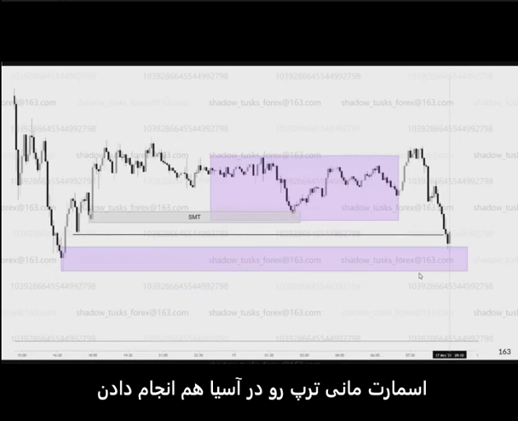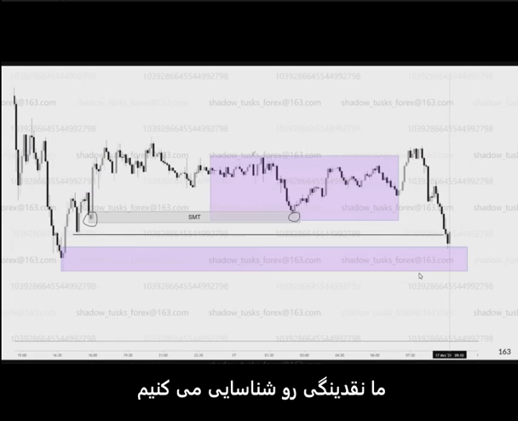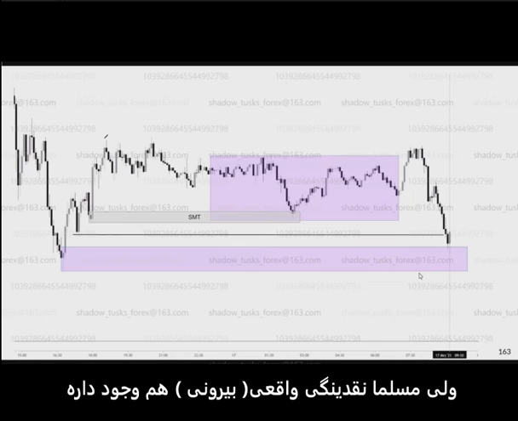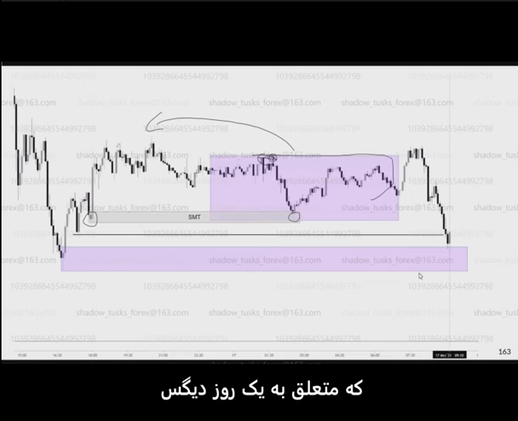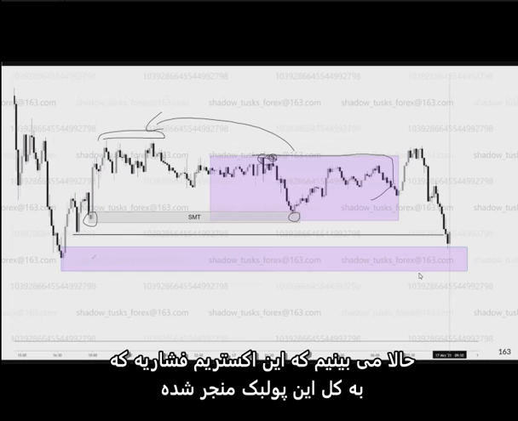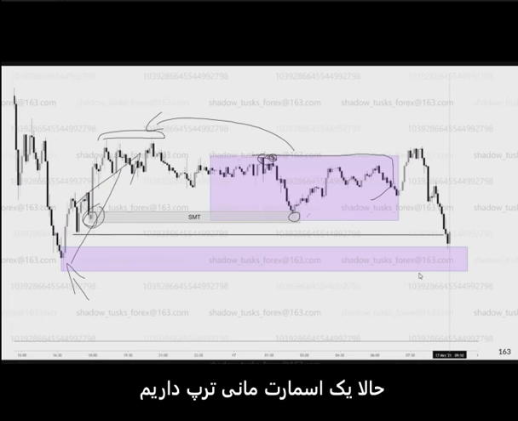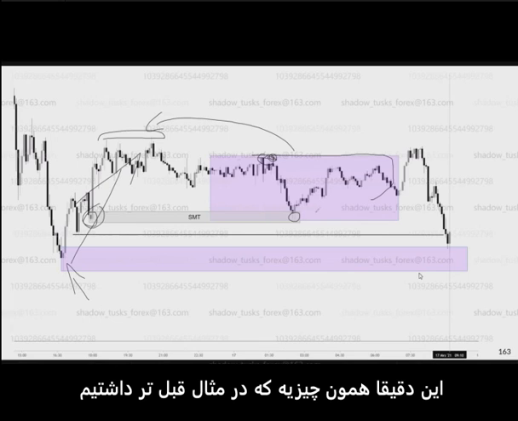Same thing in here. See, smart money trap, they did in Asia as well. We identify the liquidity, internal liquidity, this structure point in here. But where's the real liquidity? Of course, it's external of a different day, which is above these areas, right? So now we see this is the extreme of the push that led to the whole pullback. Now we're having our smart money trap. It's literally exactly the same as we had in the earlier example.